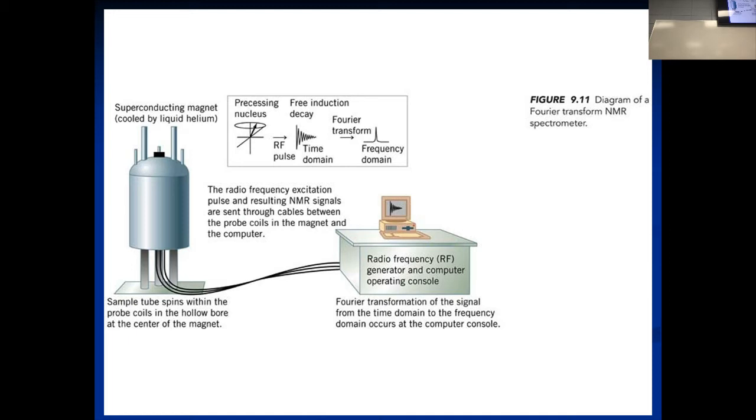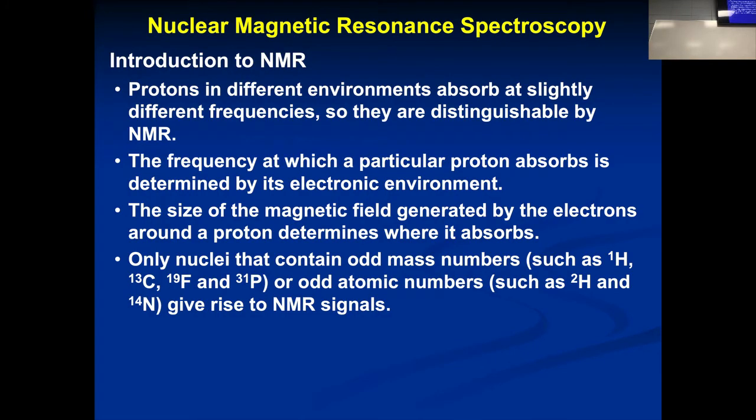You put your sample in up here in what's called an NMR tube. It lowers it down into the magnet, and then you control everything with the computer and send radio frequency to the NMR so that you can get your spectrum. It does it through some complicated math called Fourier transform, free induction decay. Don't worry about all that kind of stuff, but you can ultimately get your spectrum. So that's how it works.